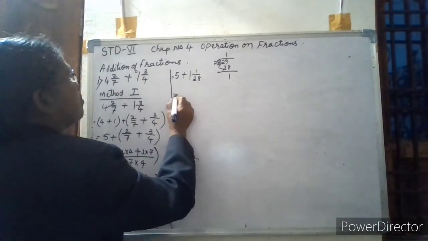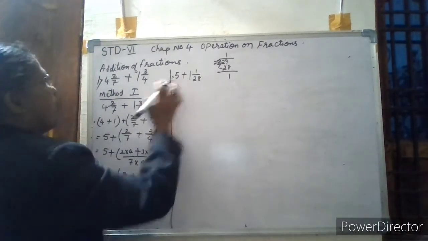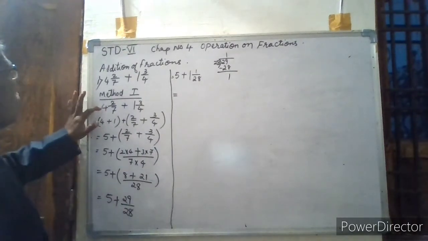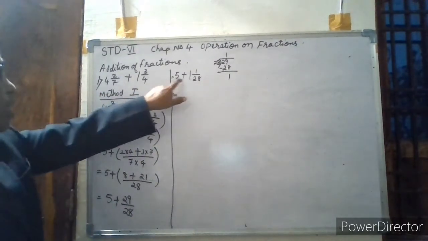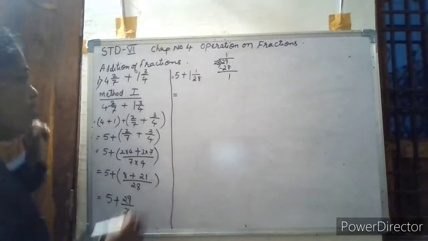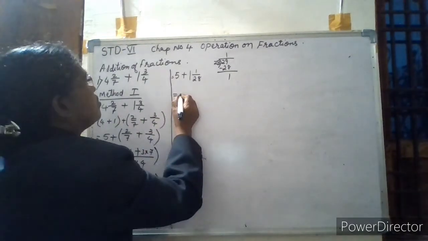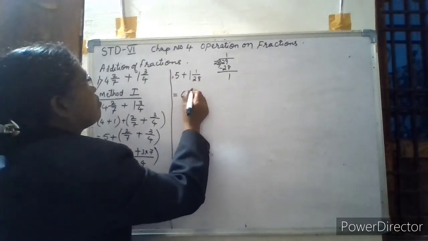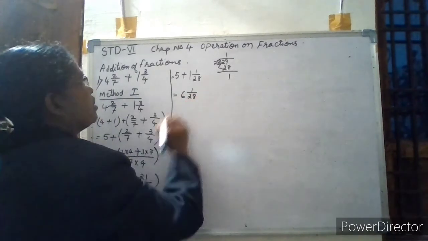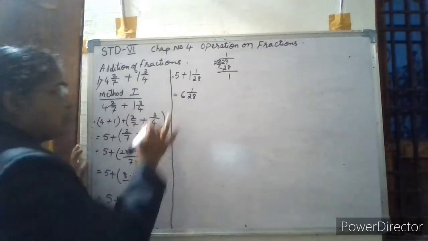Now this is equal to, as whole number, again, how we had added here whole number 4 plus 1, the same way I can add here whole number 5 plus 1 is 6. So it is 6 1/28. Very simplest form. This is over.